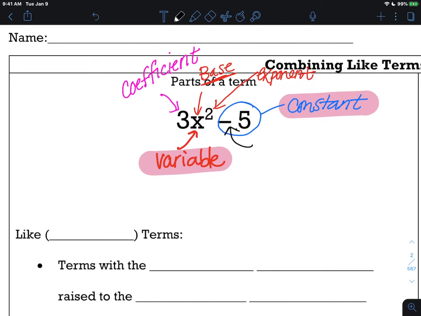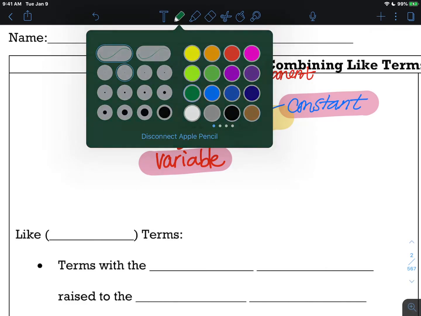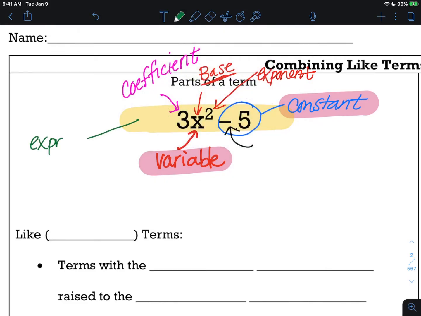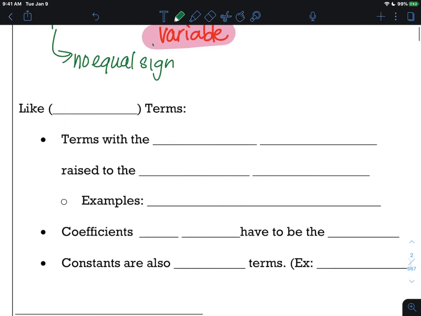Now, on the whole, if I look at this unit as an entirety, 3x squared minus 5, that is called an expression. Why is it called an expression? No equal sign. If I had an equal sign and it was something I could solve, that would be an equation. Okay, so let's go ahead and start filling in these blanks. And these are going to be found in your OneNote that you can write in as well.